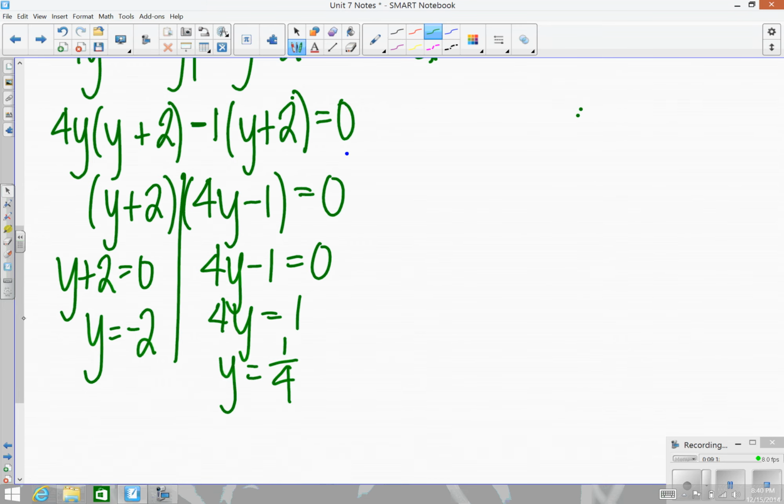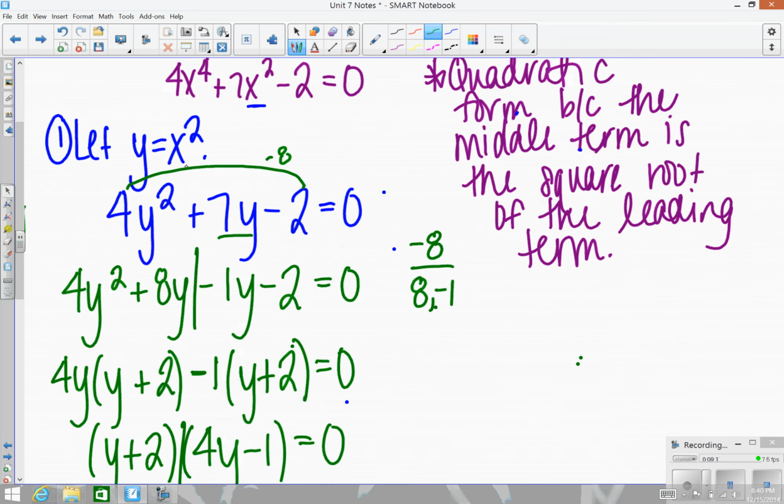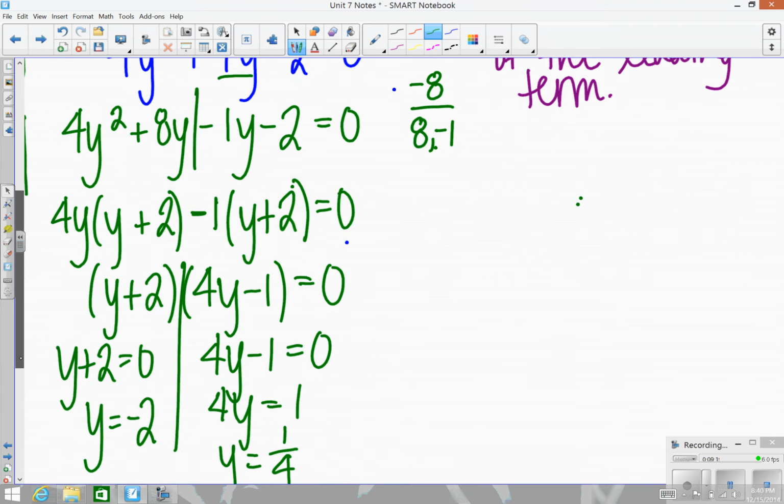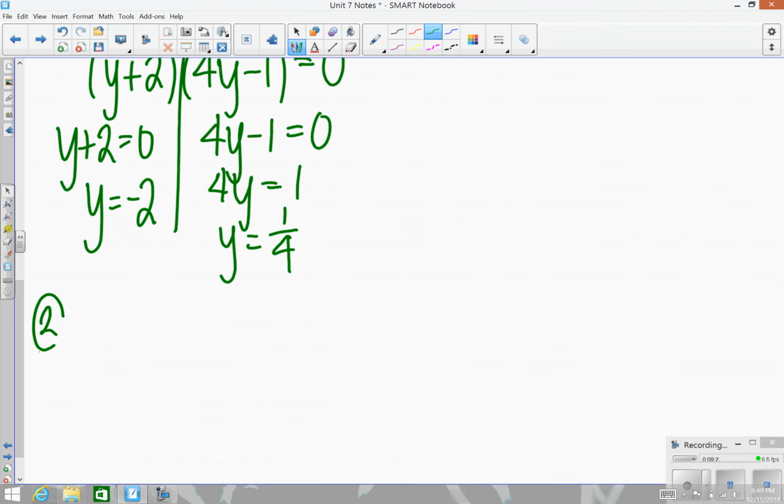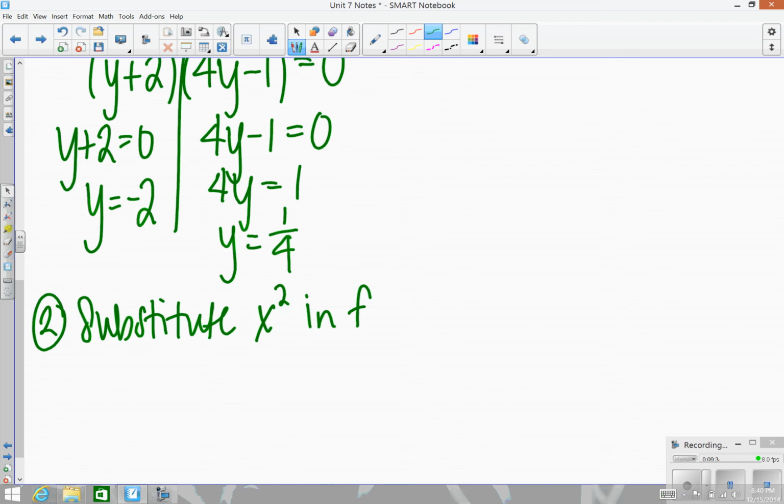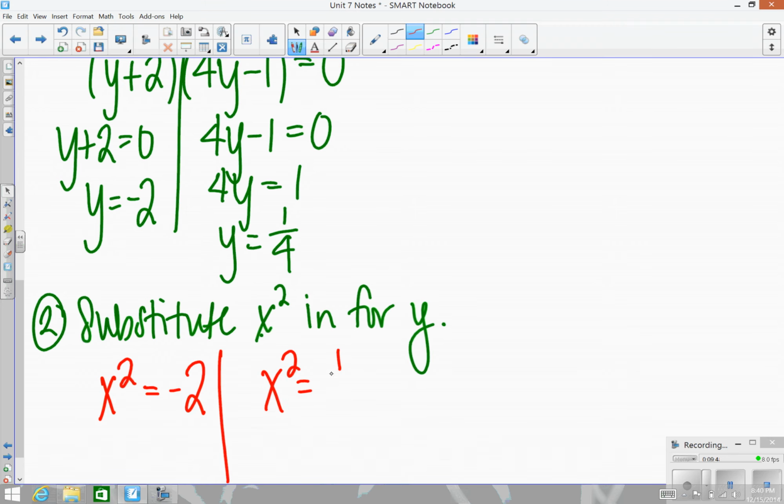And then your second step. Remember, up here I let y equal x squared. So now I'm going to substitute my x squared back in for y. Since I let y equal x squared, I'm going to take the equations that I just came up with, and instead of y, I'm going to put x squared in there. So x squared equals -2, and then you have x squared equals 1/4.